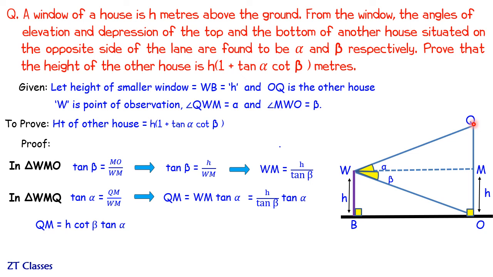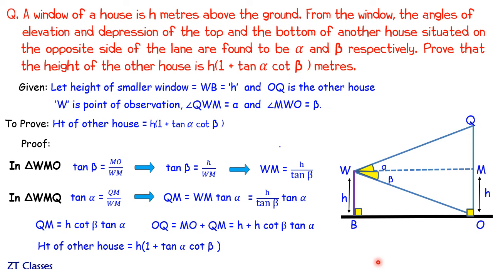But we don't have to find QM, right? We have to find the value of full QO, or the building. The value of QO is MO plus QM, and MO is h, QM we have just found. Adding these two, we get our result, that the height of the building is h times 1 plus tan alpha cot beta, and that's what we had to prove, and hence proved.